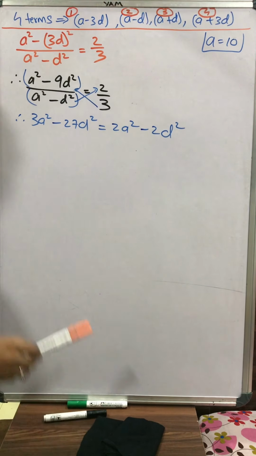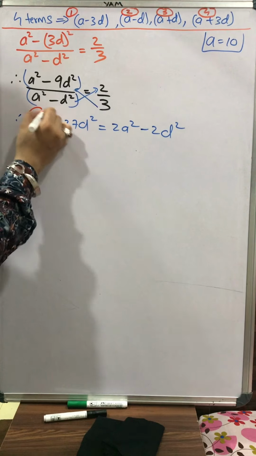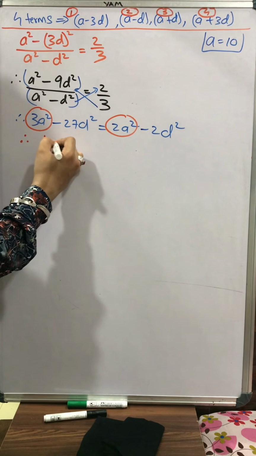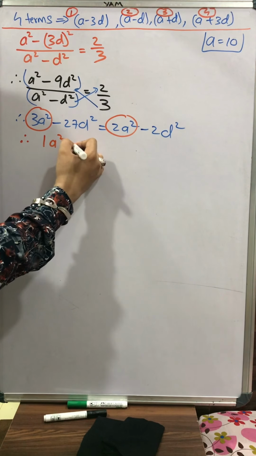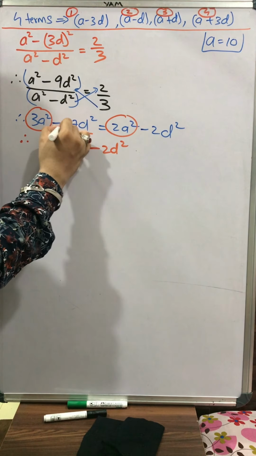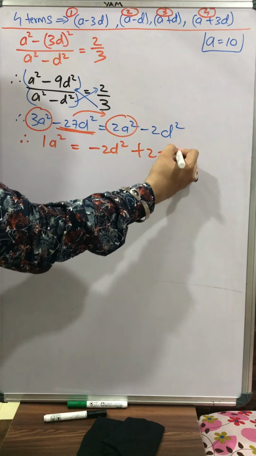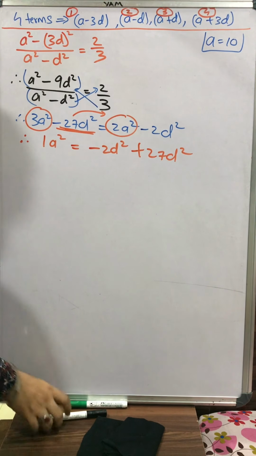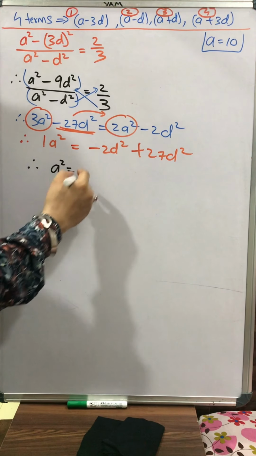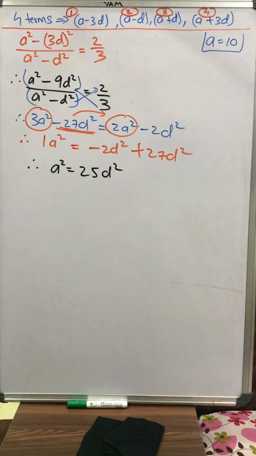Amazing. Now what will be our next step? Here I have 3a square and here it is 2a square. When this 2a square comes here, it will be minus 2a square. So 3a square minus 2a square will be 1a square, and is equal to, here I have minus 2d square. This minus 27d square I'll send to the right hand side. This will become plus, so plus 27d square. So our next term will be, therefore, a square equals minus 2d square plus 27d square. It will be 25d square. Yes, a square is 25d square.